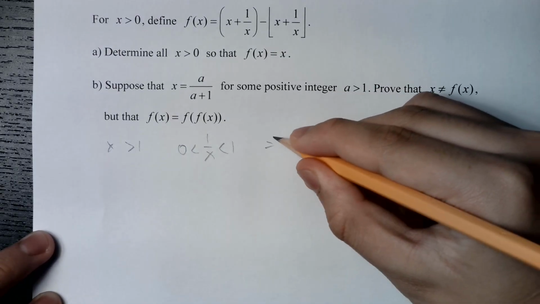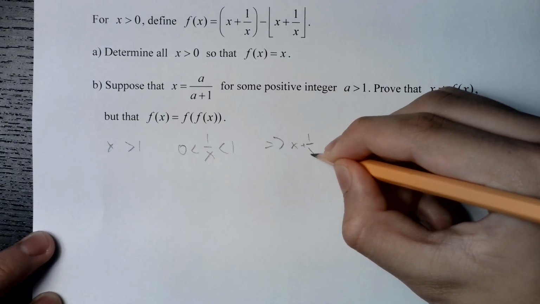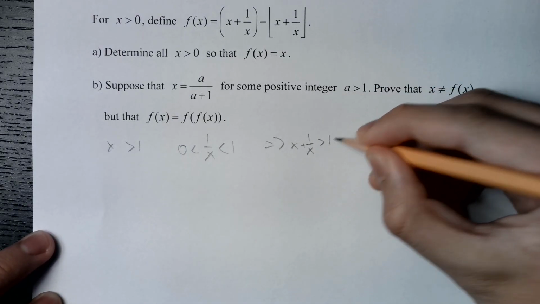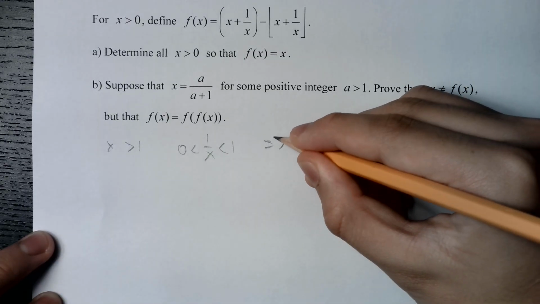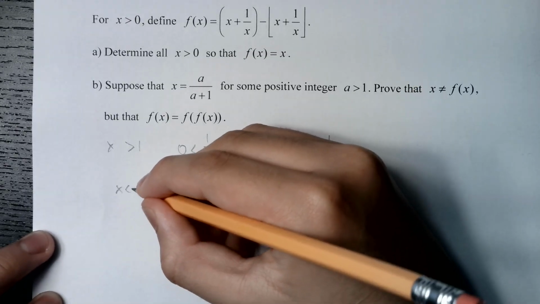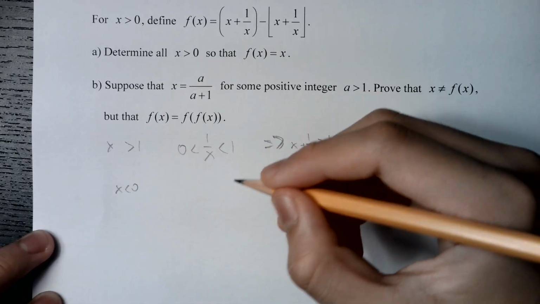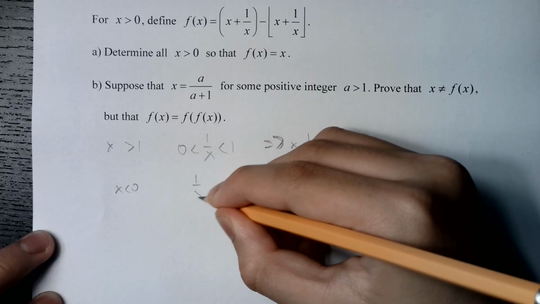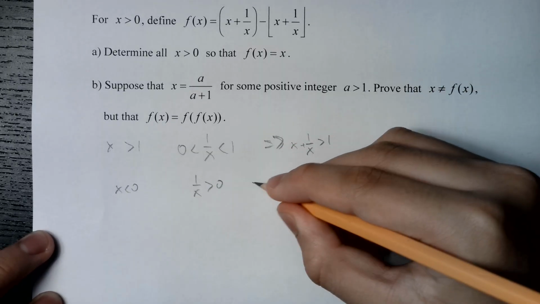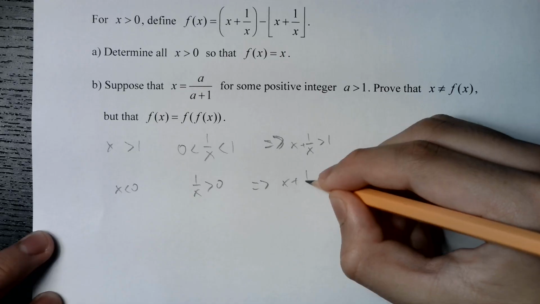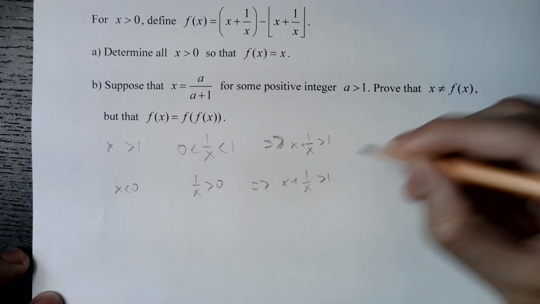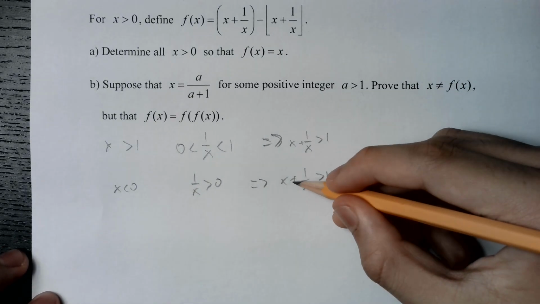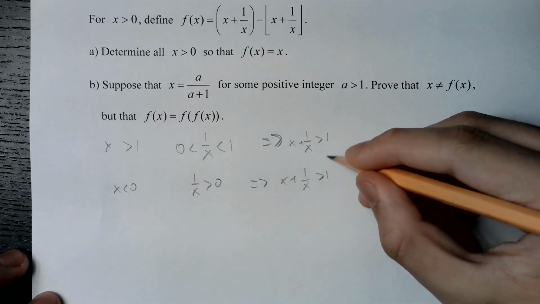And obviously this means that their sum is going to be bigger than 1. And we can do the same thing, but reversed. So if x is smaller than 0, this means that 1/x is going to be bigger than 0. And so, then again, same thing, x + 1/x is going to be bigger than 1. So now we know that x + 1/x is obviously going to be bigger than 1, right?